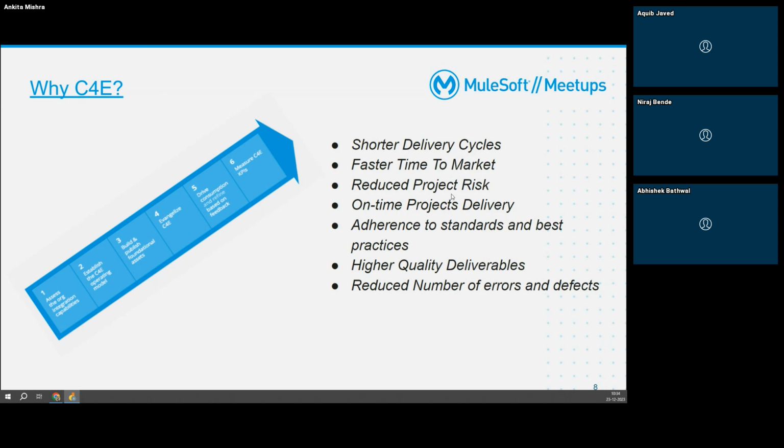Reduced project risk. Now you have less amount of risk because the asset is already well tested and utilized before. On-time project delivery, adherence to standards and best practices, as well as higher quality deliverables, because we have already utilized the assets before, so definitely there is no compromise with the quality. Plus, in the API development lifecycle, we are focusing on taking continuous feedback. Because of this feedback, you will never compromise with the quality and you reduce the number of errors and defects. So because of the C4E team, we are able to achieve all these things. All right.